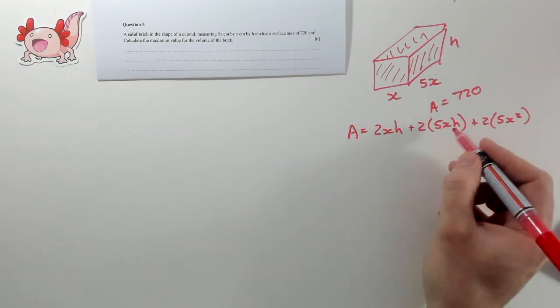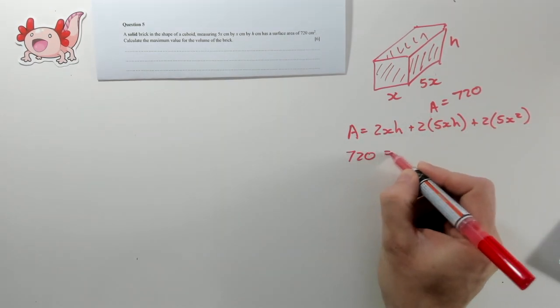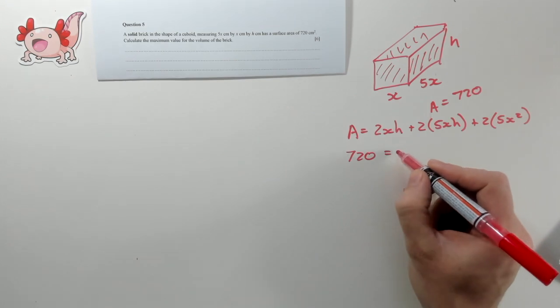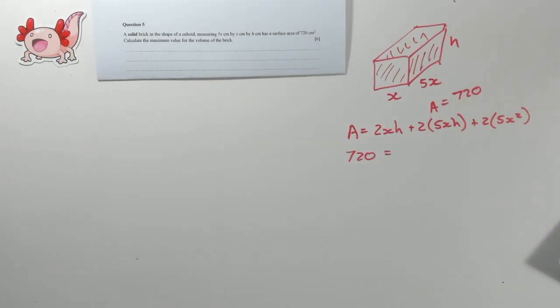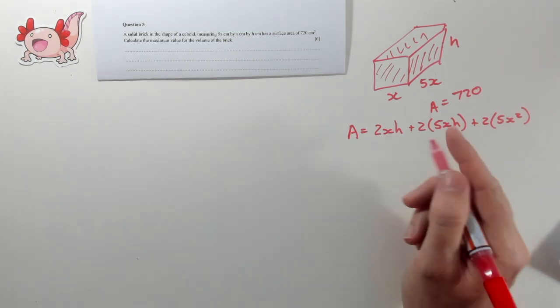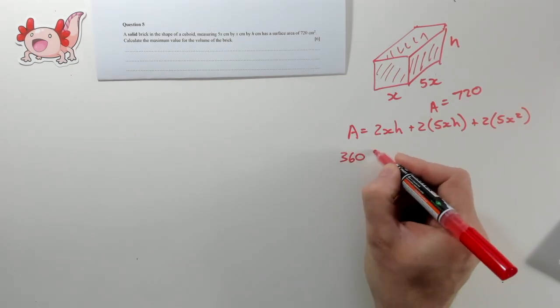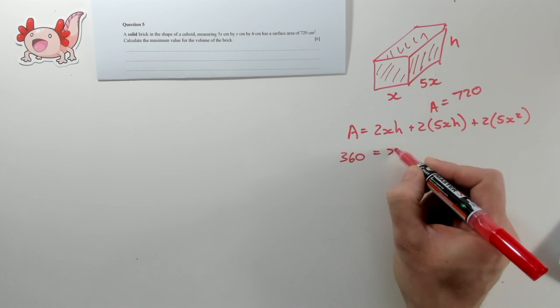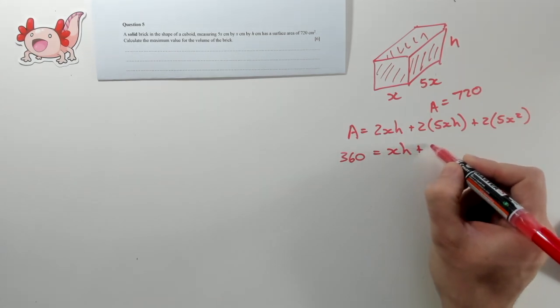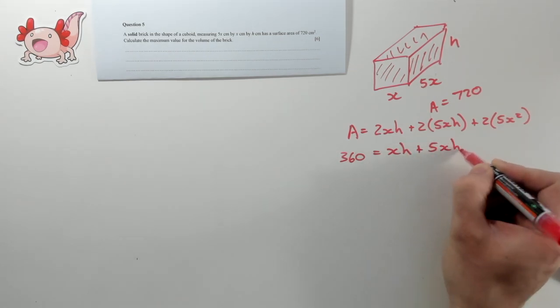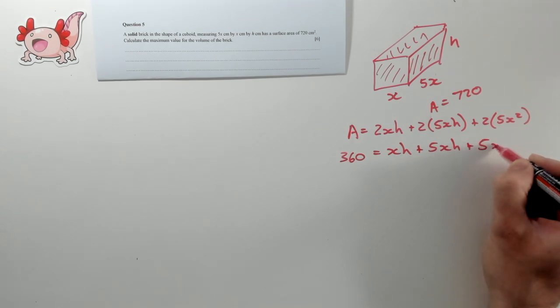And I know the surface area is 720. So let's make life easier and just divide by 2 all around. So 720 divided by 2 is giving me 360. I'm just making my life a little bit simpler. And then this is going to be xh, that's going to be 5xh, and that's going to be 5x squared.